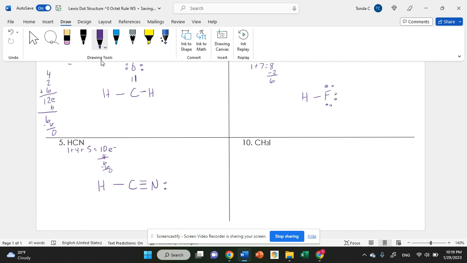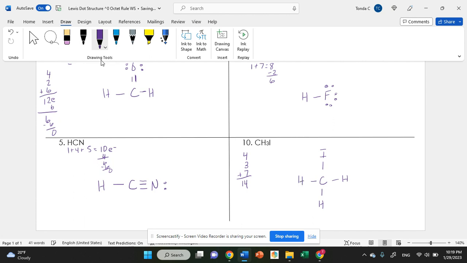Okay. Last structure, carbon gives 4, hydrogen gives 1 each, but there's 3 of them, and iodine can give 7. So it gives me a total of 14 electrons to work with. Again, like always, we're going to always put carbon in the middle, and we're going to put all the other elements around it.